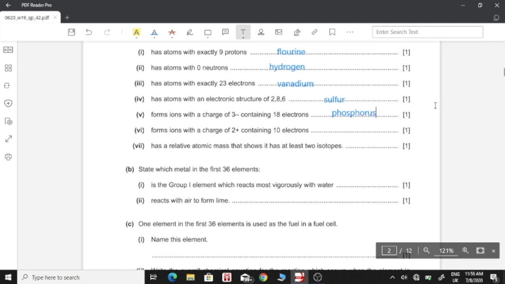Part 6 forms ions with a charge of 2 plus containing 10 electrons. Now this means that this ion originally has 12 electrons, since over here this has a charge of 2 plus, so we need to add 2 more electrons to make it a neutral atom. And the element with an atomic number of 12 is magnesium.